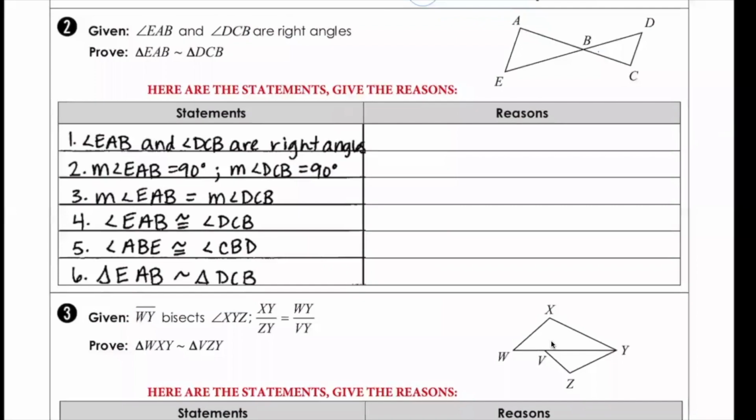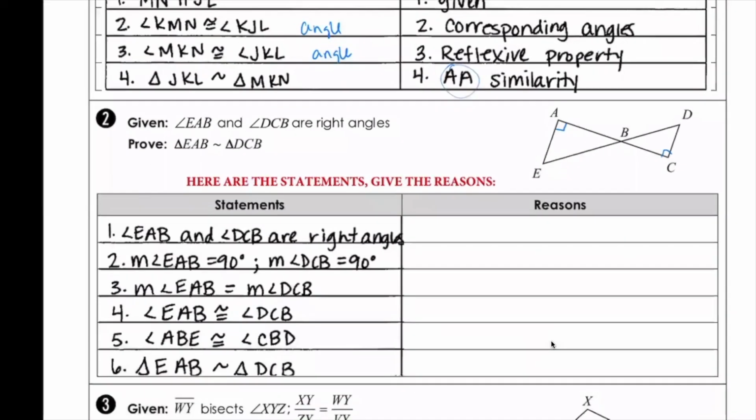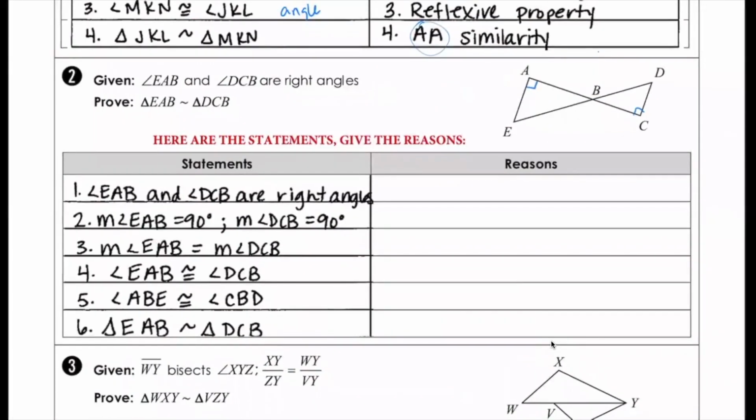So angle EAB, so let's look, angle EAB and angle DCB are right angles. So I mark it on my diagram. Always mark your diagram. Are right angles. What statement tells me that? Why can I say that? Given. Given. Yay. Someone answered. Yay. All right. So now we can say those same angles, angle EAB and angle DCB, are 90 degrees. Why can we say that? Definition of right angles. Definition of right angle. Wow. Right angle.